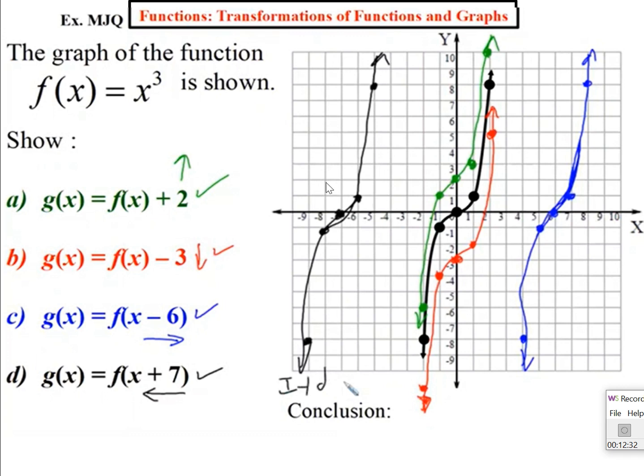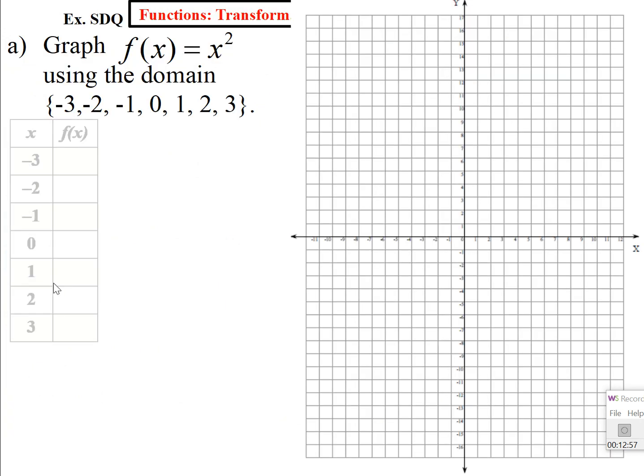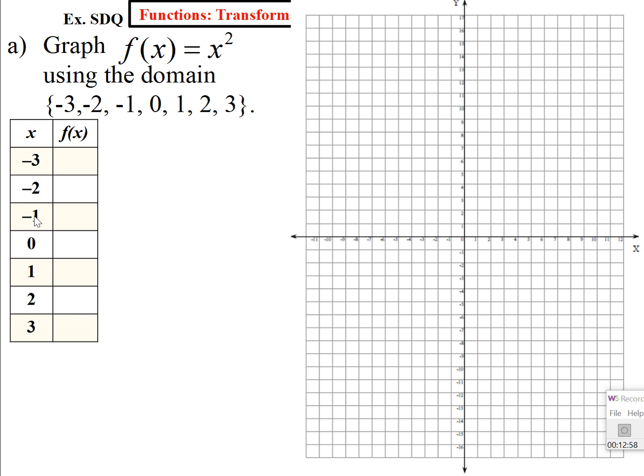So, on your big graph paper, copy this down, please. Example, super duper cute. We have f of x equals x squared using the domain -3, -2, -1, 0, 1, 2, and 3. We're going to graph that, so that means we need a table. So on the left side of the big graph, I want you to draw this table. X with a domain -3 all the way to 3. Leave f of x open because we're going to do that together.